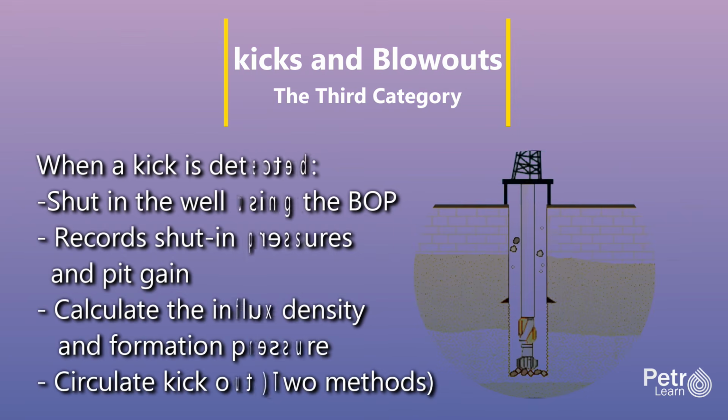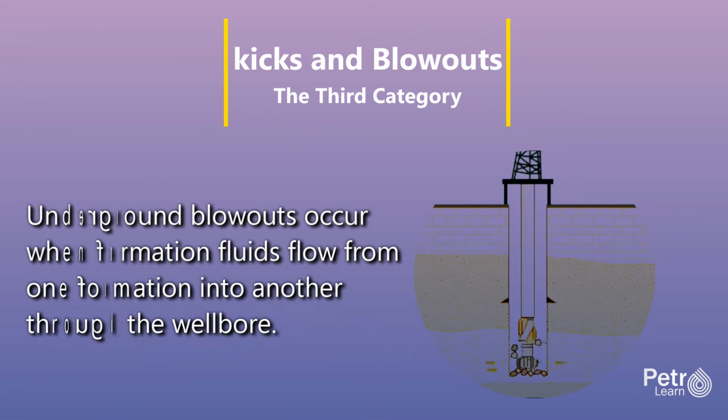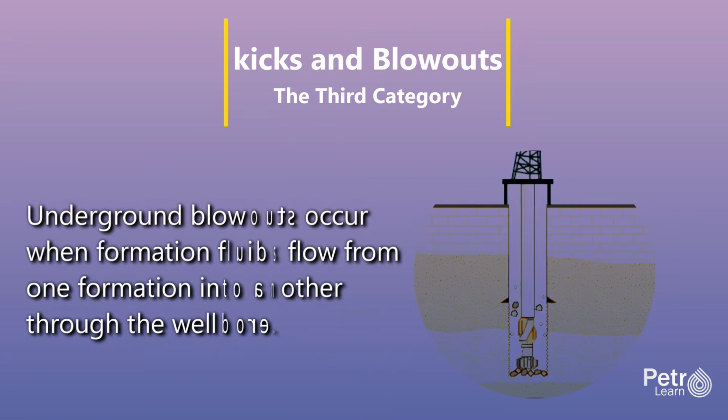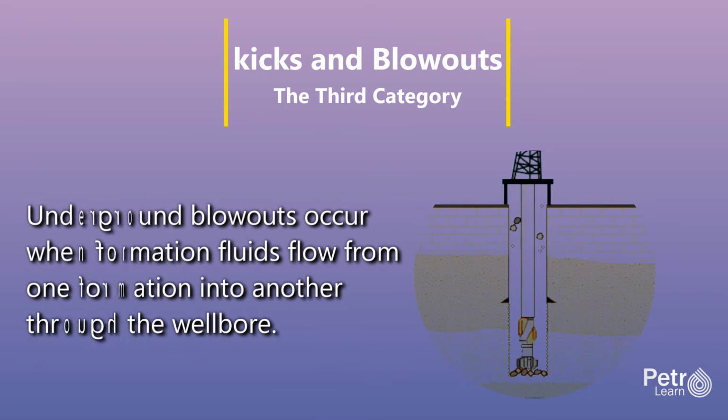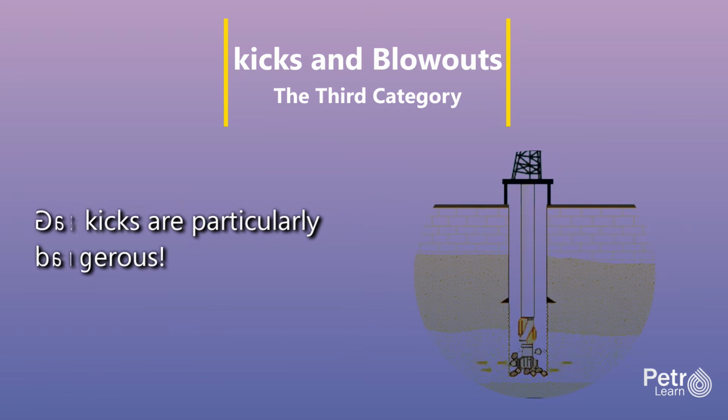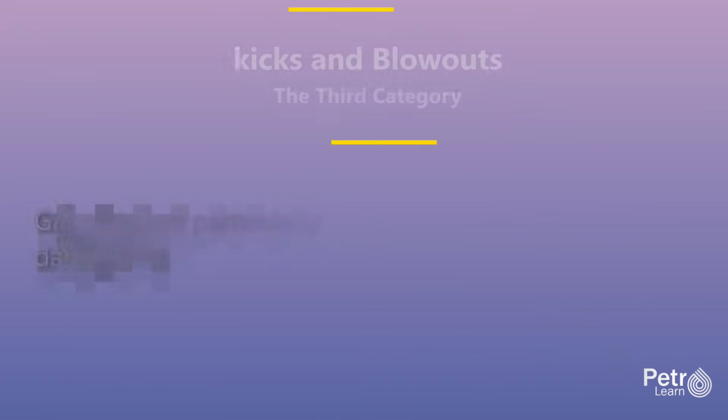Both methods require careful execution and constant monitoring. If handled incorrectly, the kick can escalate. Underground blowouts occur when formation fluids flow from one formation into another through the wellbore, potentially creating surface eruptions at offset locations. Gas kicks are particularly dangerous because gas expands as it rises, and it can migrate upward even when the well is shut in, continuously increasing all pressures in the well.